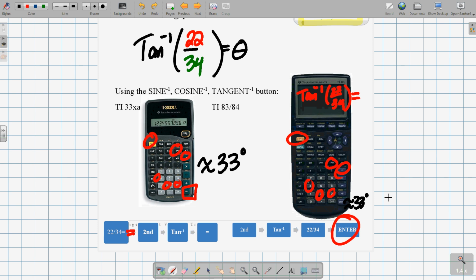If you're using the TI-84s, make sure you're also in degree mode. Remember that from the last time? You must be in degree mode. Do this several times with your calculator until you're able to get 33 degrees. Pause the video if you need to, but make sure you're getting 33 degrees.